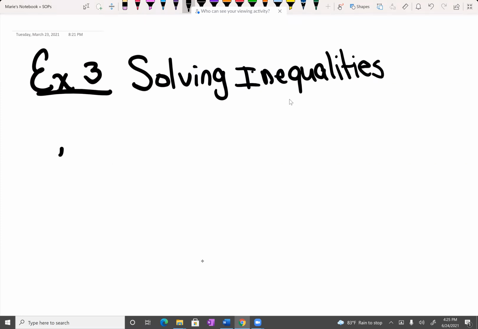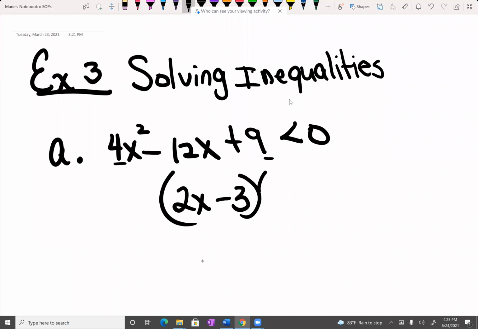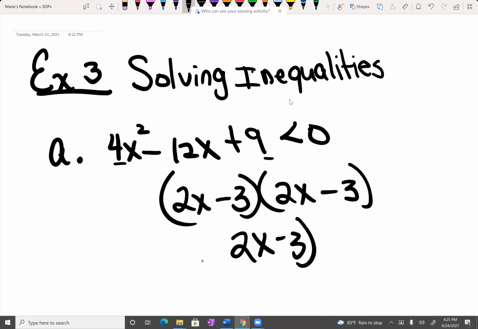And so for part A, we have 4x squared minus 12x plus 9 less than 0. In essence, if you look at this, the front number and the last number, they're both perfect squares. This is actually one of those special products. And if I solve for this, I'm going to end up with 2x minus 3 times 2x minus 3 as a FOIL, which means that this is 2x minus 3 squared.